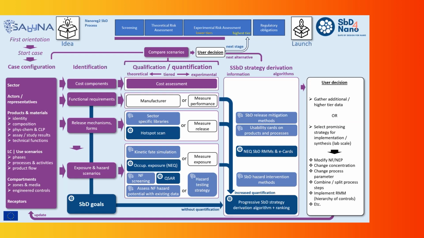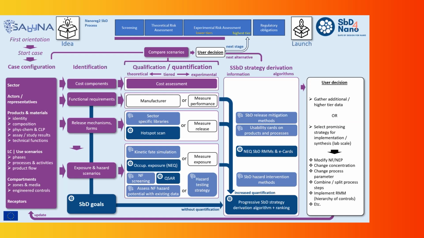From these assessments, you get information. And that information then can be used, again, to find out what are potential strategies to achieve our SafeBy-Design goals. So once you have introduced such a strategy, you can then decide to implement it, make a sample of it with a surface modification, change a process parameter, or implement a certain control. And then that information you can feed back in your case configuration. And that then allows you to compare scenarios here.